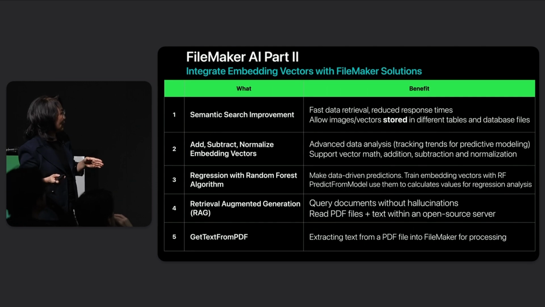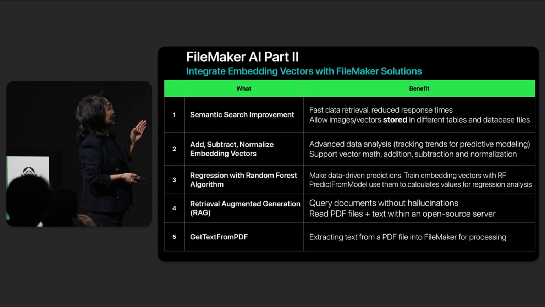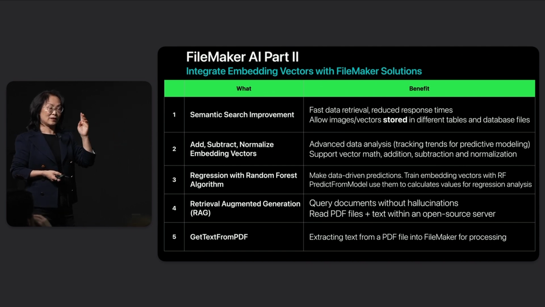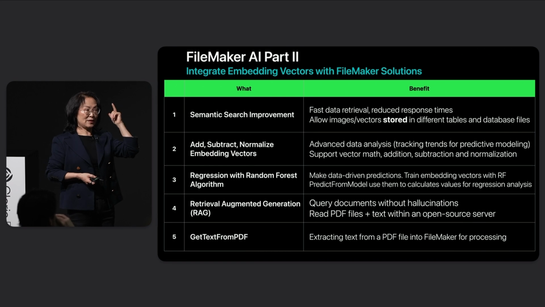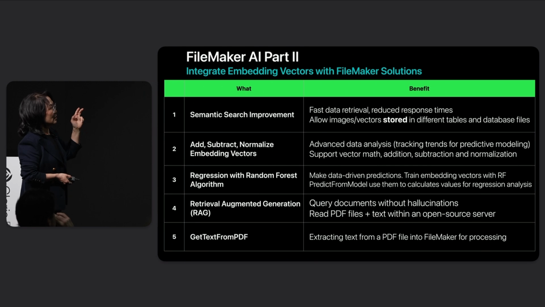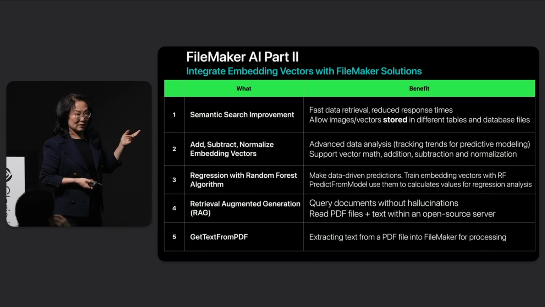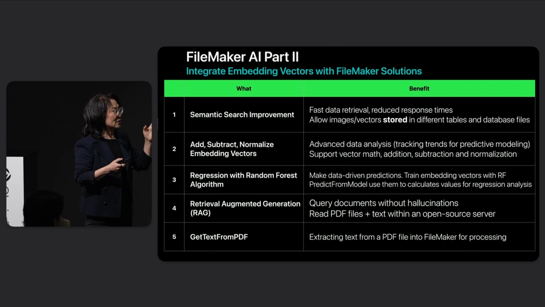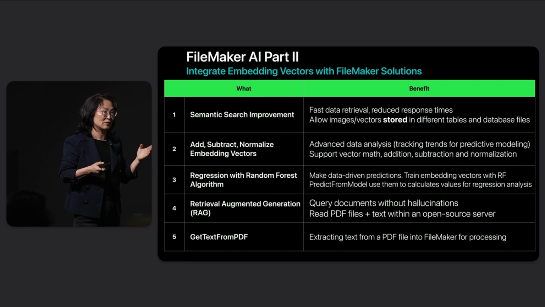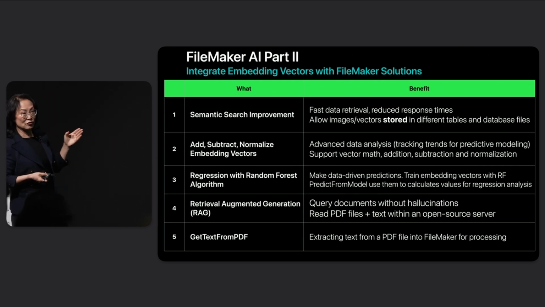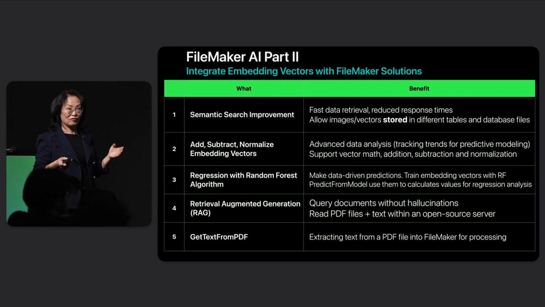Now part 2, integrating embedding vectors with FileMaker solutions. Last year, we released semantic search for text, semantic search for image content, and semantic search remote. This year, we improved semantic search. We allow you to store images and vectors in different tables and even different files to improve faster data retrieval and get quicker response time. So semantic search for the 2025 release is just faster.